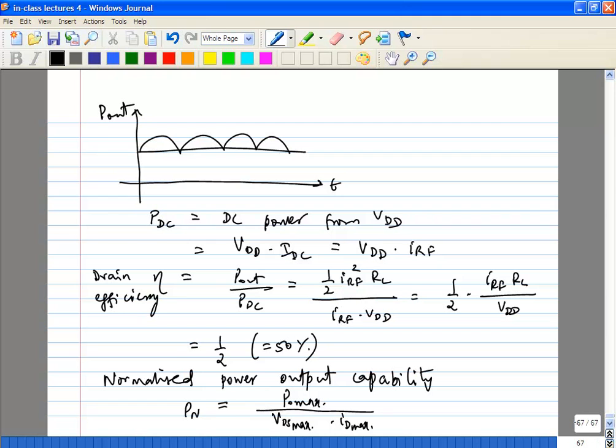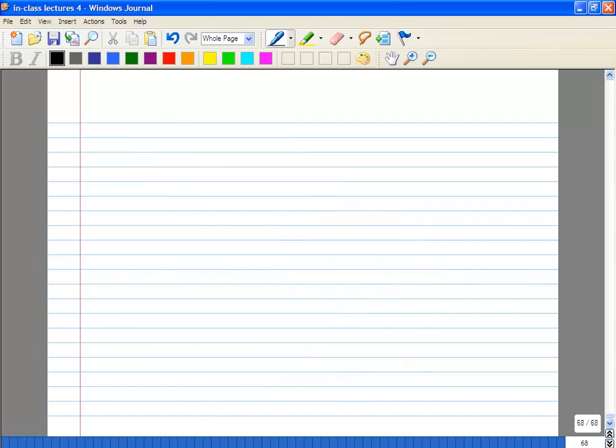So in this case, PO max is nothing but, so output swing is VDD. So your PO max is VDD squared over 2RL. What is VDS max? It is nothing but 2 VDD, times what is ID max? It is nothing but 2 VDD over RL. This happens to be 1/8.